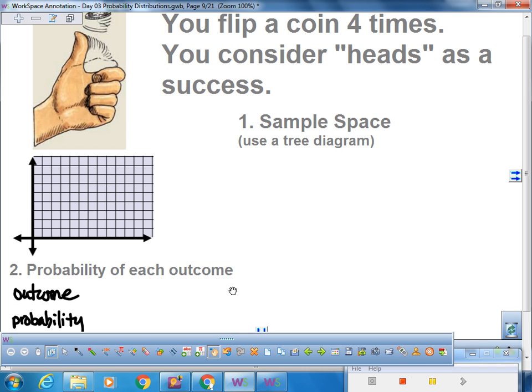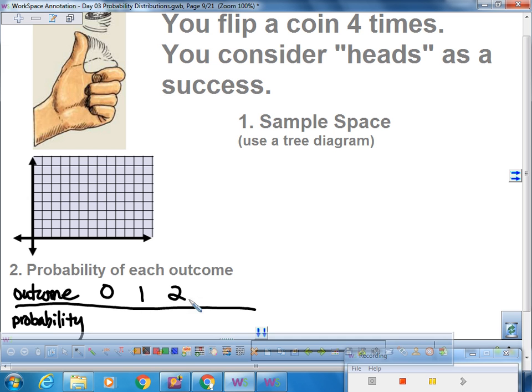Wait, repeat your question. So the only thing I care about is head. Either I have a head or I don't. So what happens if I don't have a head? Zero. So that's my first outcome. Isn't that a possible outcome? Yes. Having 0, 1, and what's another possible outcome? 1, 2, and 3.